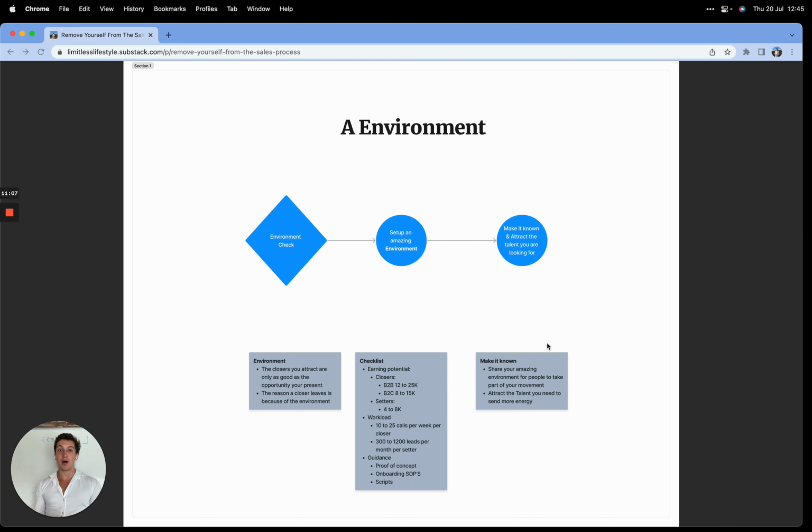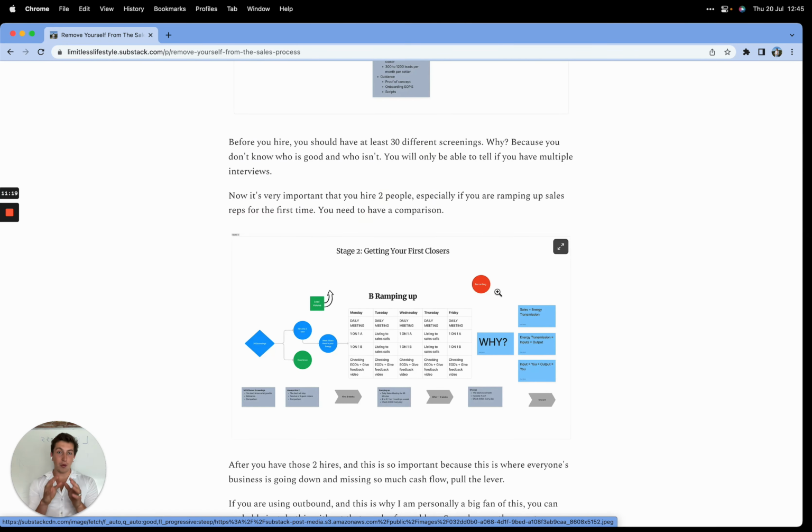After you've created the right environment, you make it known and attract the talent you're looking for. And then you're able to start the interviews. Now, before you hire, what you want to make sure is that you have at least 30 screenings. Why? Because you have no idea who is good and who isn't, and you're only able to tell that after interviewing a lot of different people.